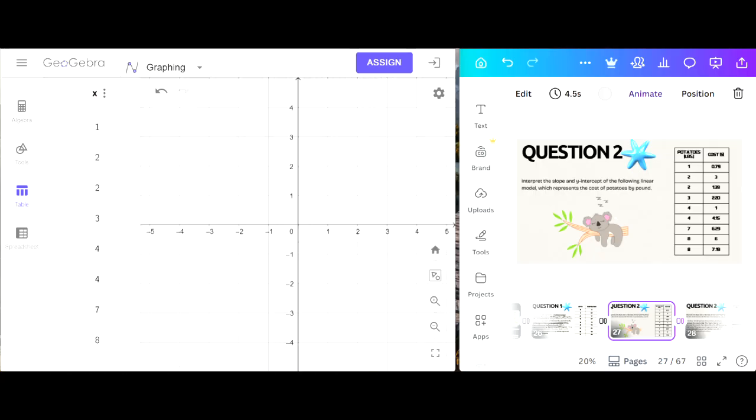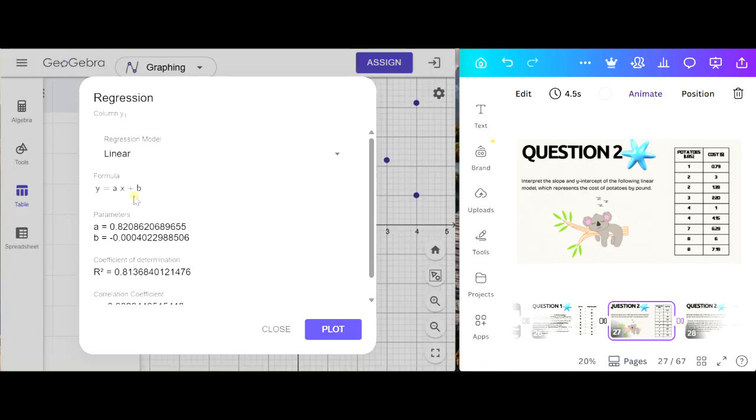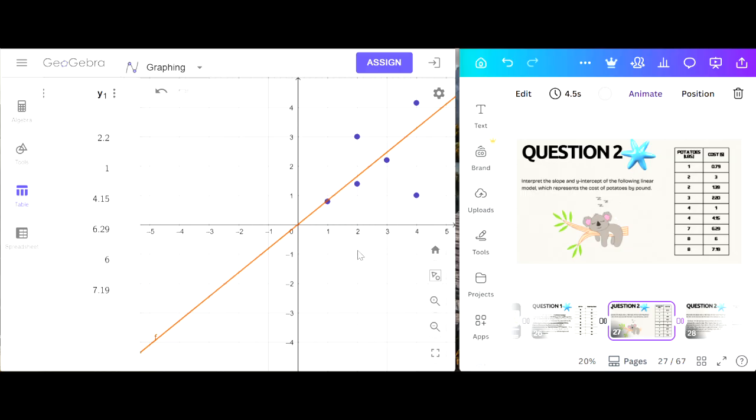Let's come up over here. We've got 0.79, 3, 1.39, 2.201, 4.15, 6.296, 7.19. Okay. Let's get a regression going. Plot, a value.